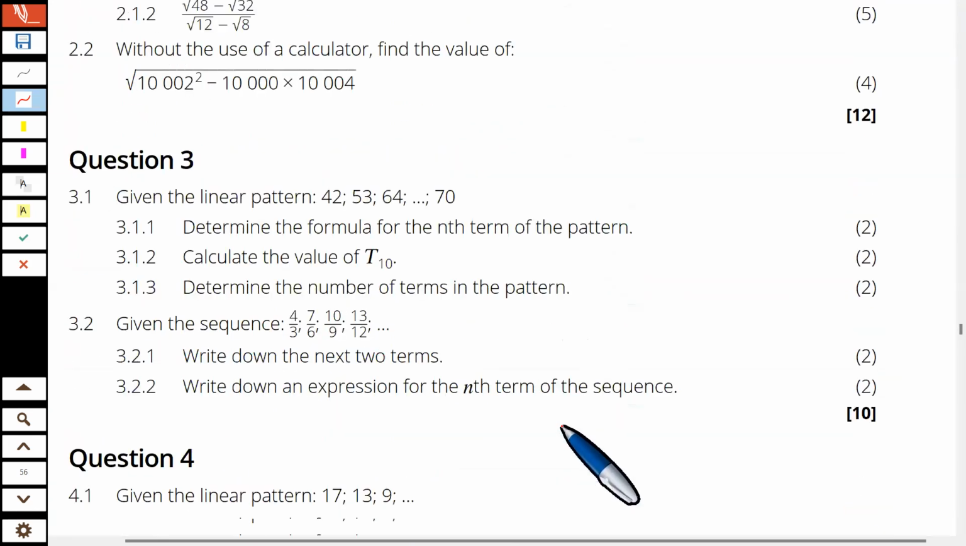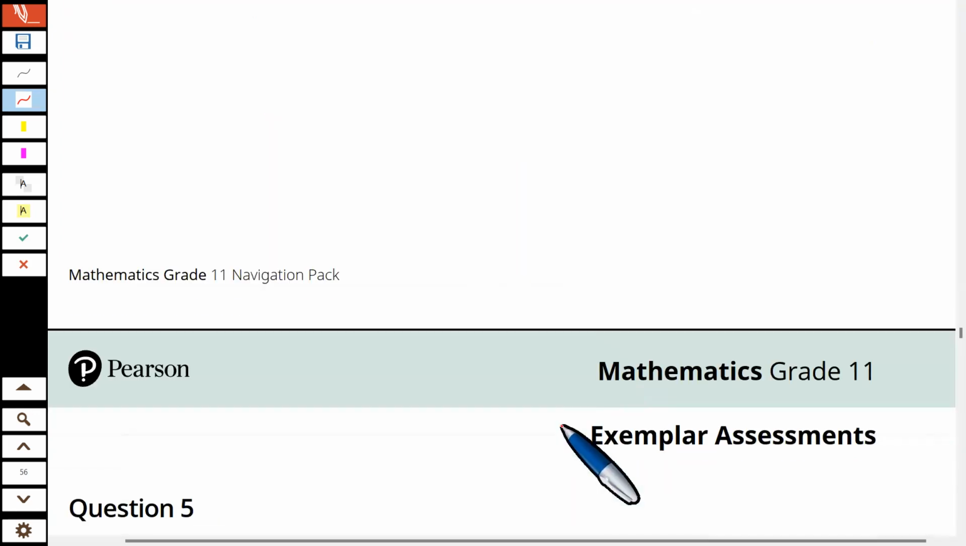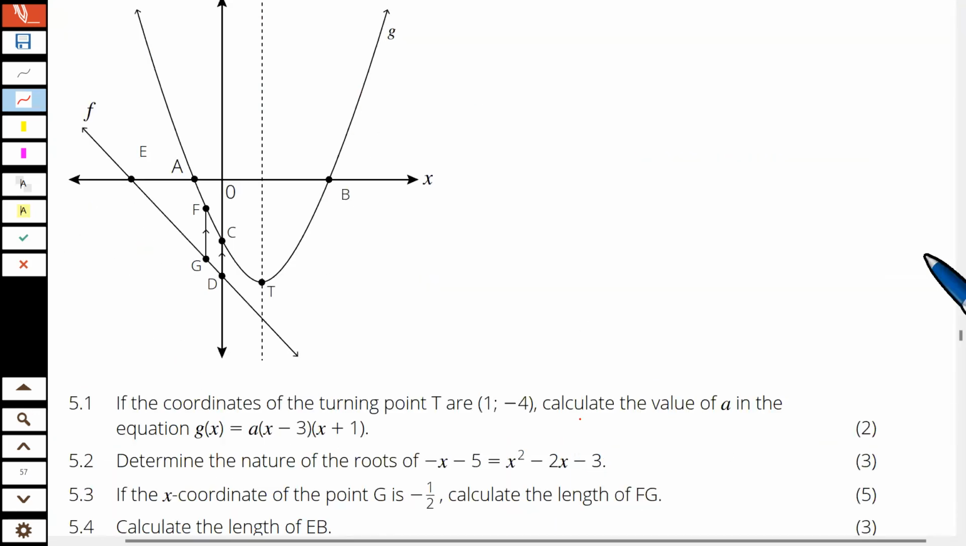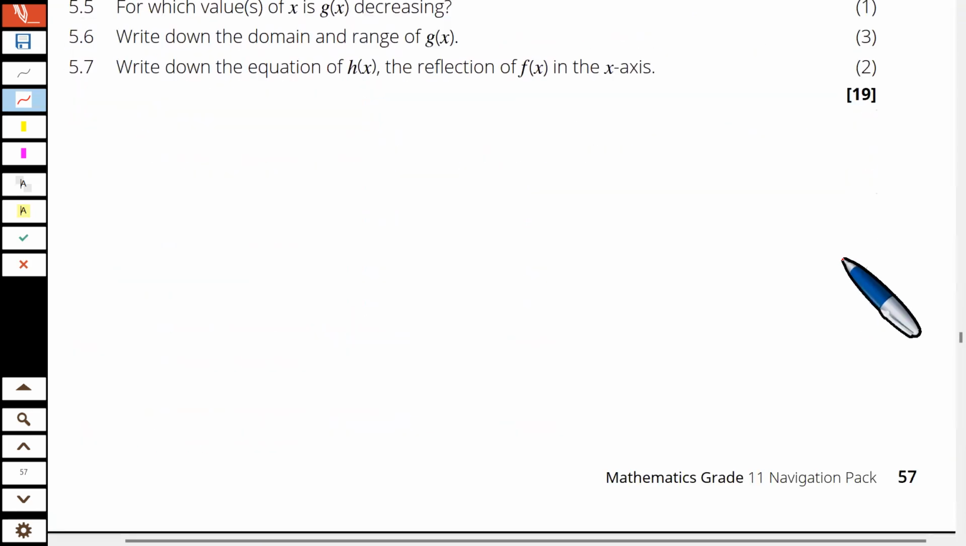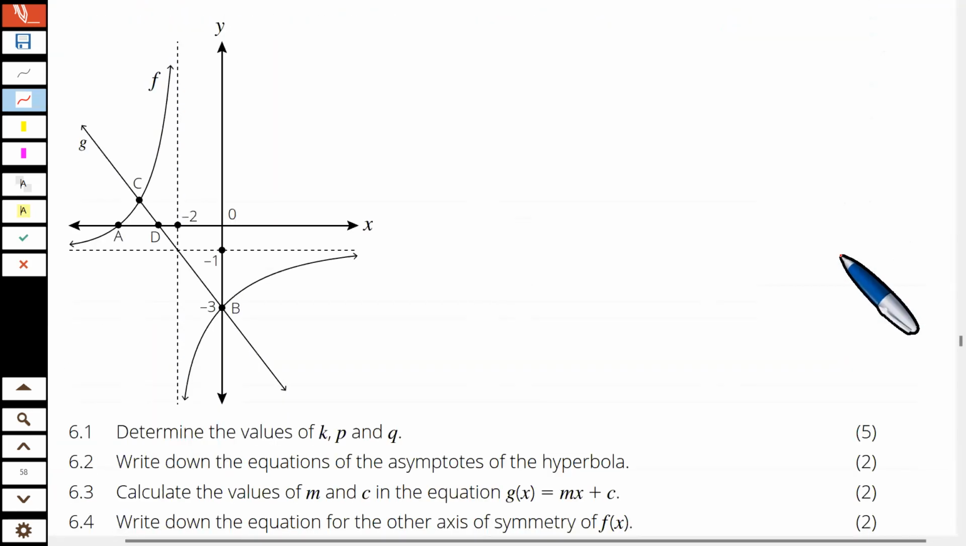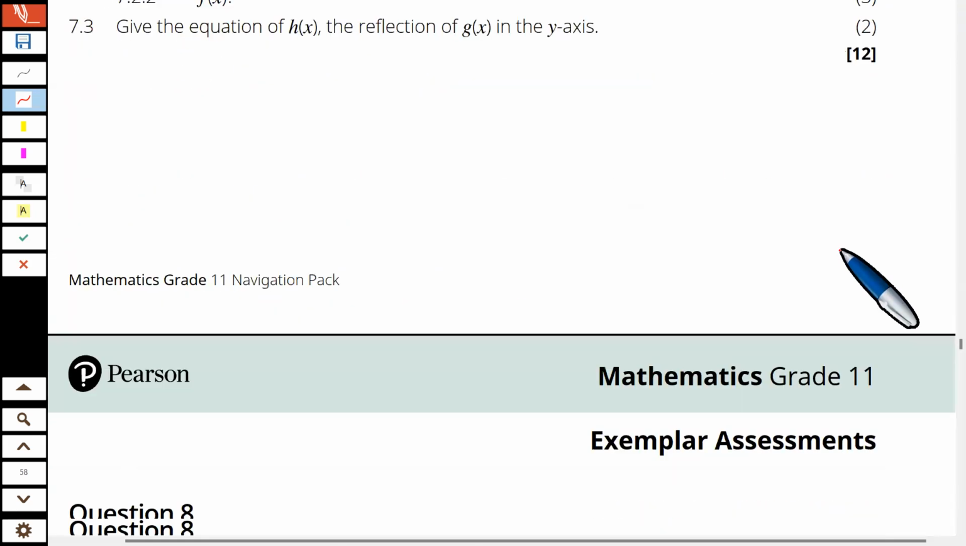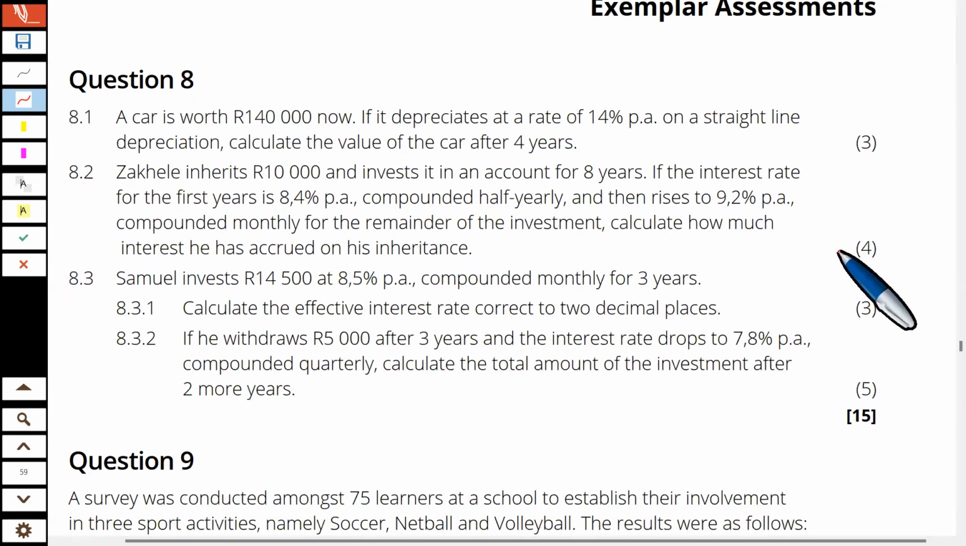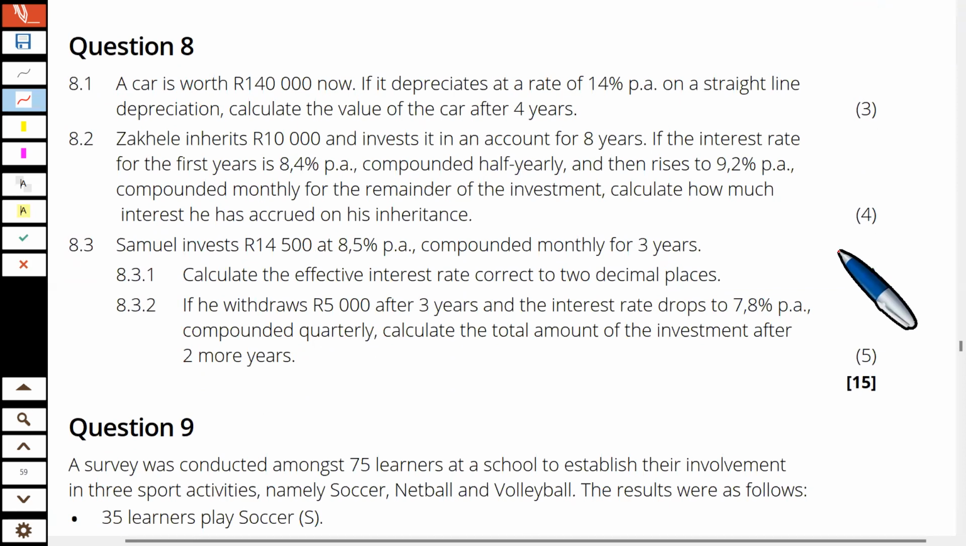Okay, let's look at this one. We can minimize this. Right. Let's look at this car in question 8. The car is worth 140,000 now. If it depreciates at a rate of 14% on a straight line depreciation, calculate the value of the car after 4 years. So let's do this one now.